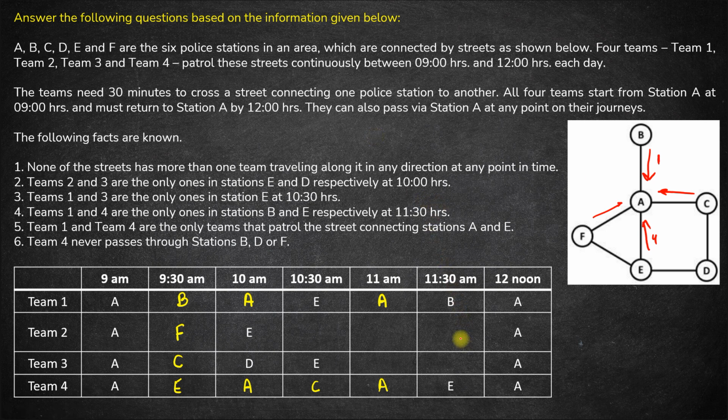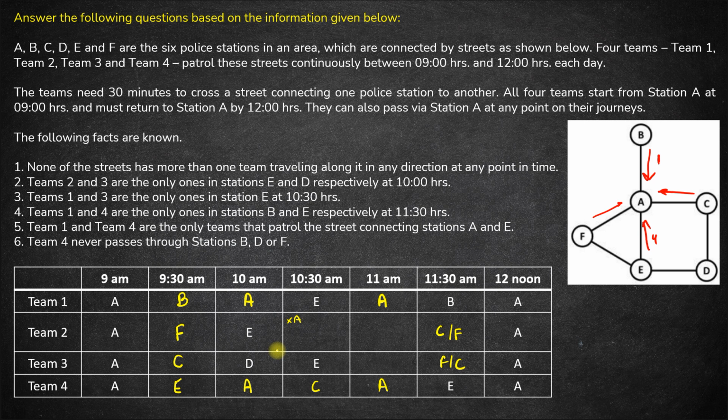So one of these teams, T2 or T3, will go to A via C or via F. Let's see which one it will be. Looking at team 2, it is at E at 10 a.m. From E, it can either go to A, F or D. It cannot go to A because the street AE is patrolled only by teams 1 and 4.